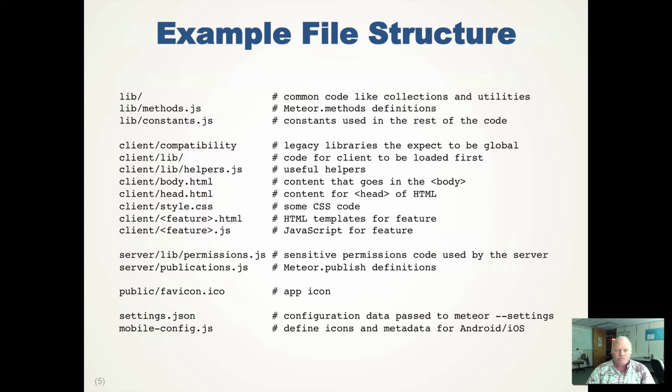So here's an example file structure. You have a lib directory, and that's common code that goes to both the client and the server. You have a client directory. It has compatibility, because Meteor wraps everything in its own local var, but some JavaScript libraries need to be in the global namespace. If you want those libraries, you put them in client/compatibility, and that tells Meteor to put those JavaScript libraries into the global namespace.